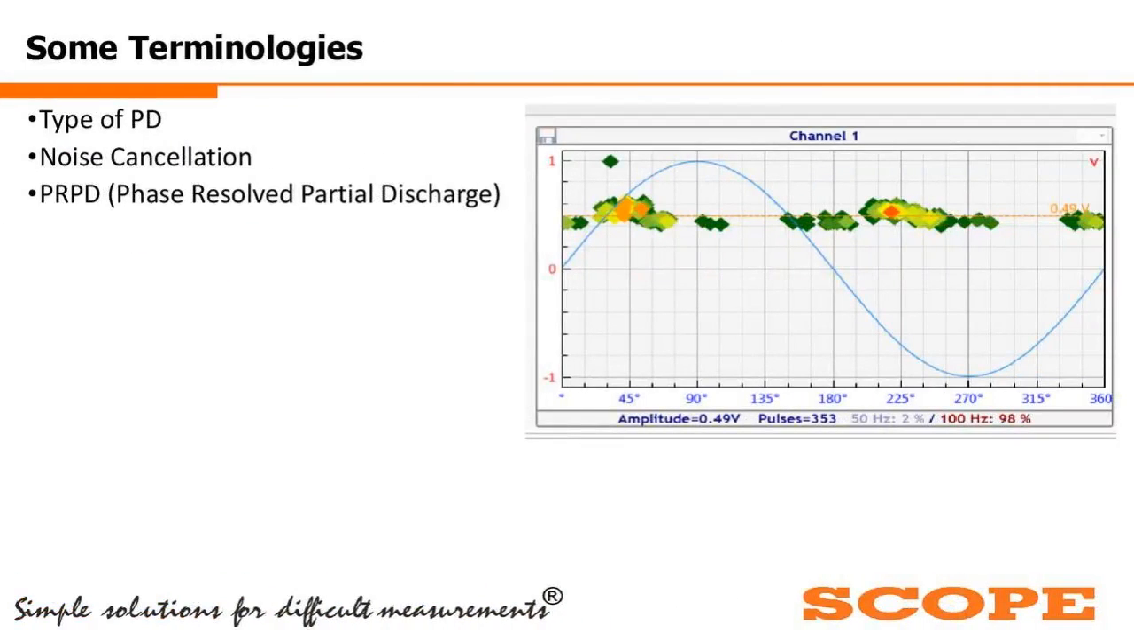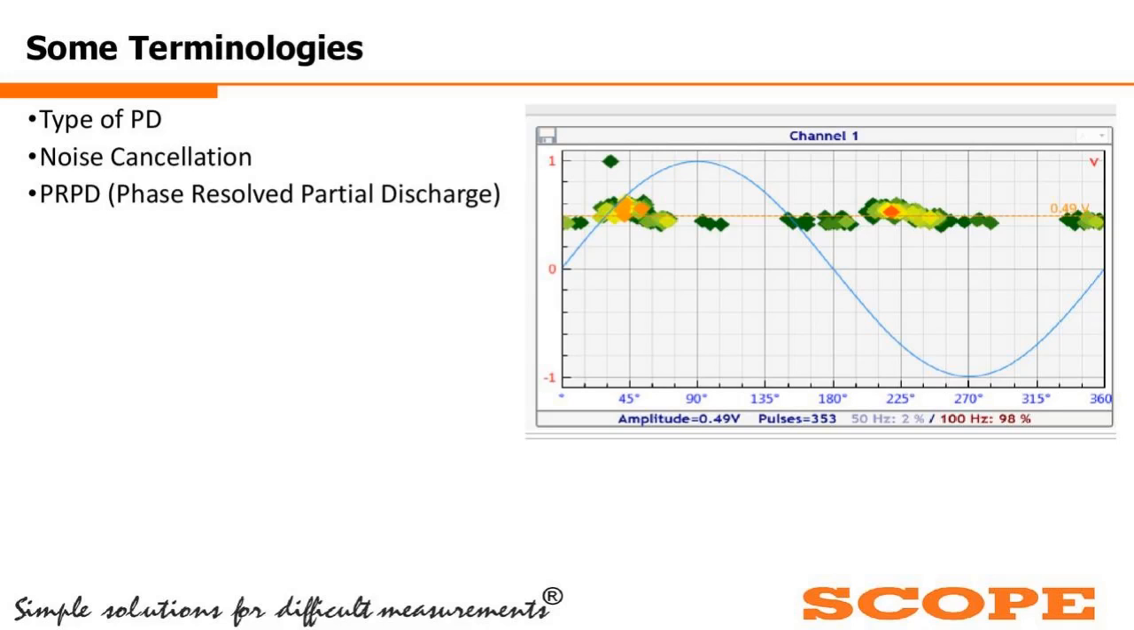Next comes PRPD. Now, this is a very important term that is used for the analysis of partial discharges. This is a graph that you are seeing over here. PRPD basically stands for phase resolved partial discharges.